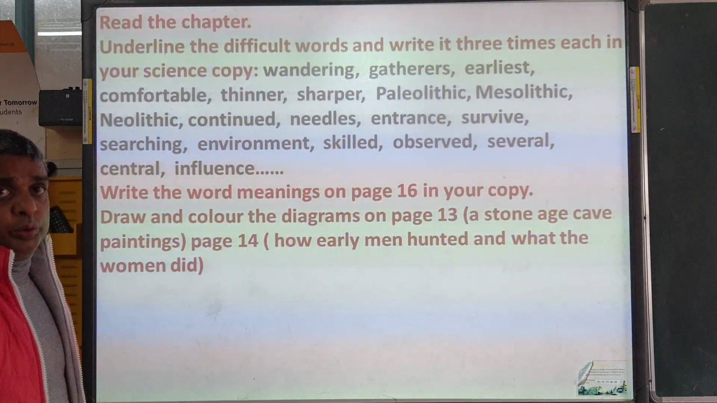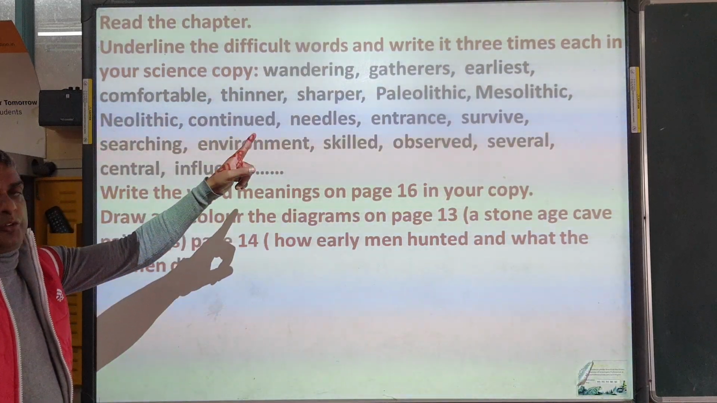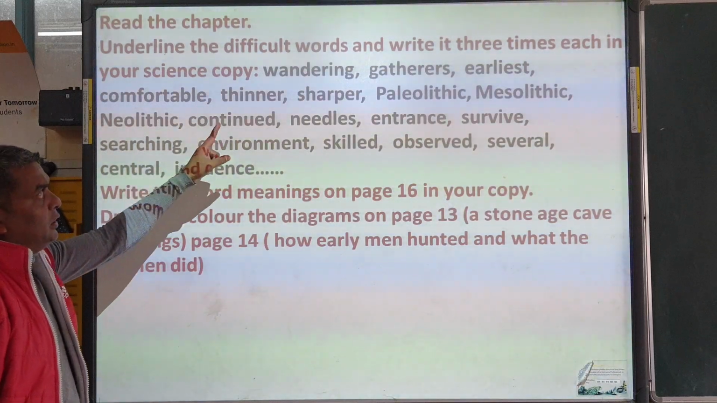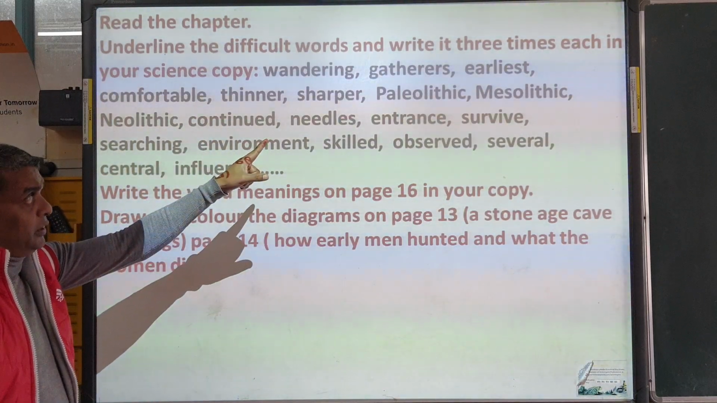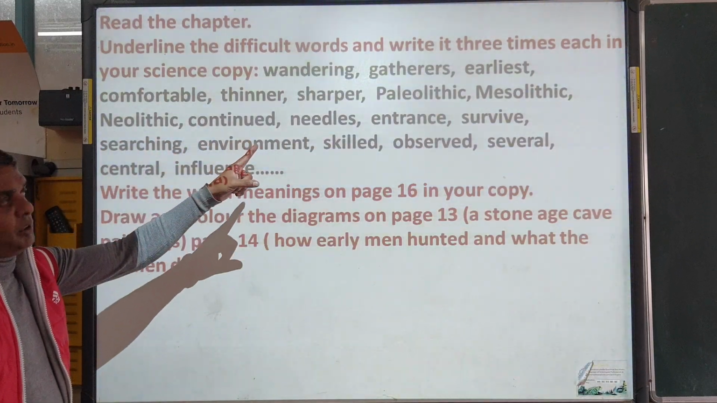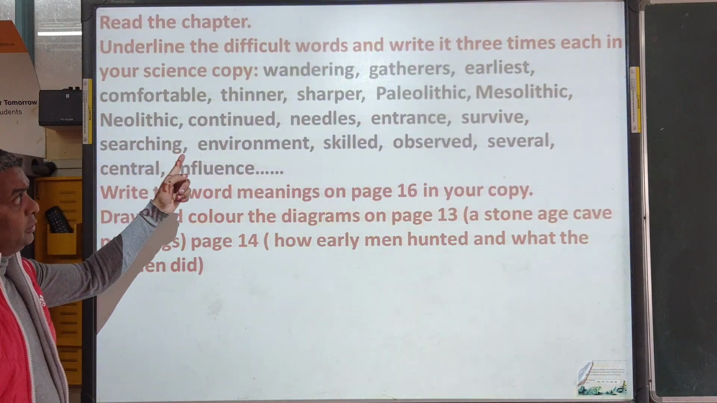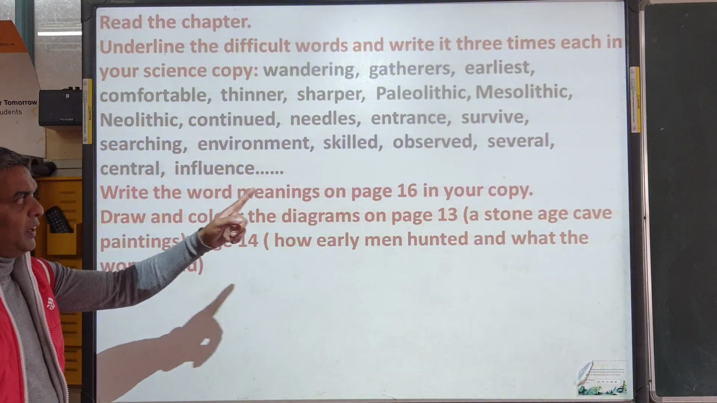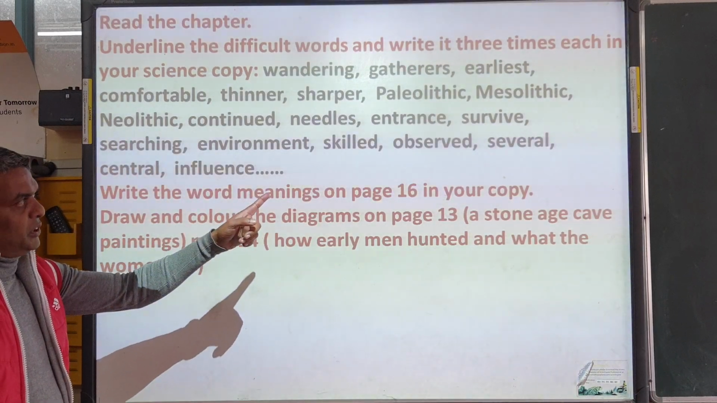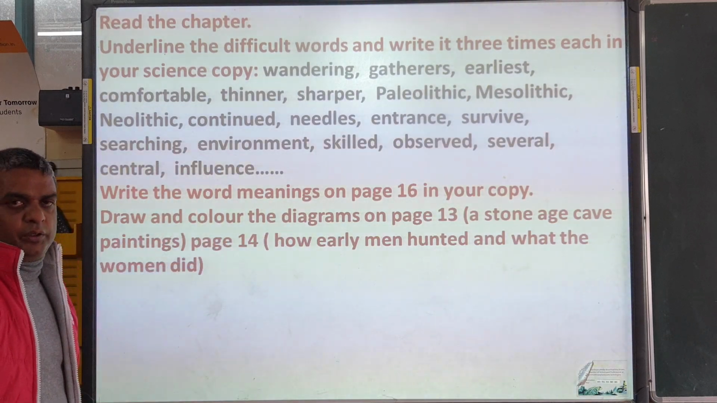Now, what I want you to do is read the chapter, underline the difficult words, and write each three times in your science copy. A few words are given here: wandering, gathering, gatherers, earliest, comfortable, thinner, sharper, Paleolithic, Mesolithic, Neolithic, continued, needles, entrance, survive, searching, environment, skill, observe, several, central, influence, and if you have any more words, you can still write them down.